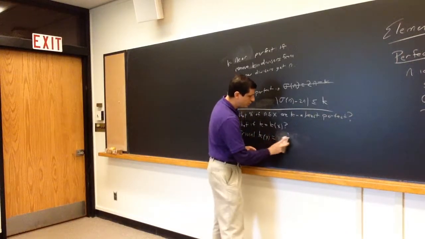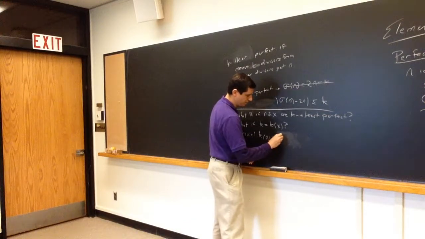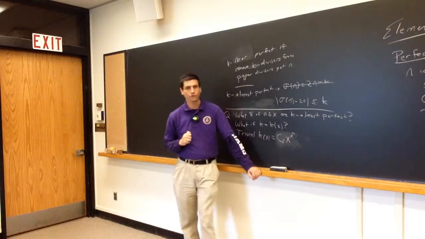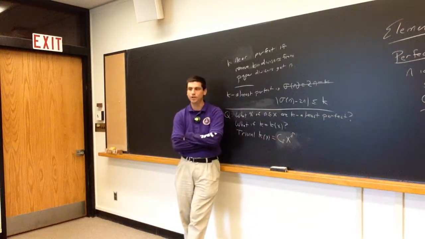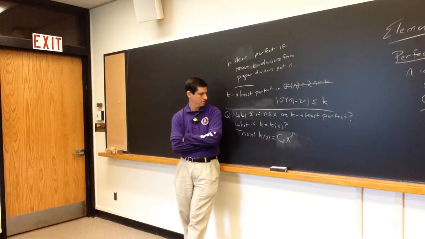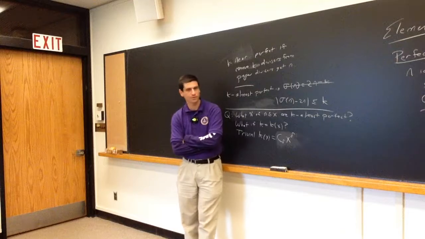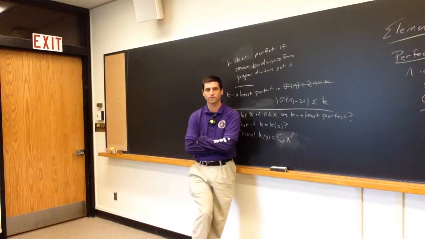Well, what if we then try to replace this as some constant x to the delta? For what delta can you prove that 100% of numbers are k almost perfect? Can you give me any numbers that will not be k almost perfect for fixed, for any reasonable k?